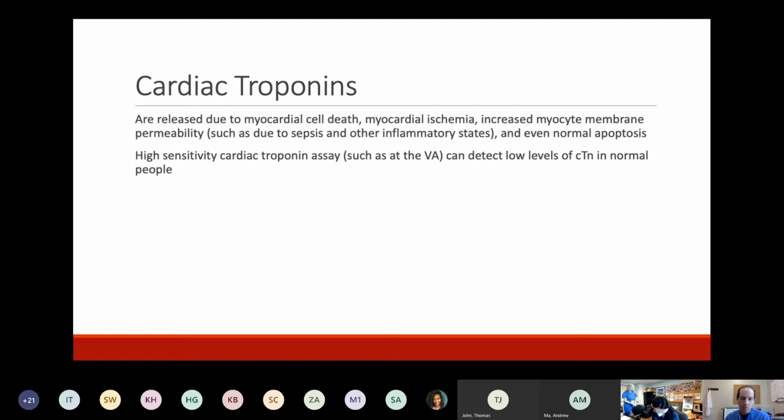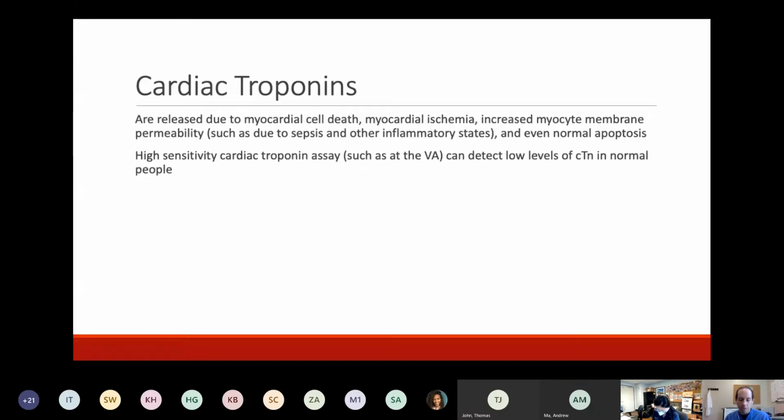And as I mentioned, with the advent of high sensitivity troponins, like over at the VA, tons and tons and tons of people will have evidence of elevated troponins. We'll talk a little bit about the different causes of that and what that means, but that's what you will see at the VA.